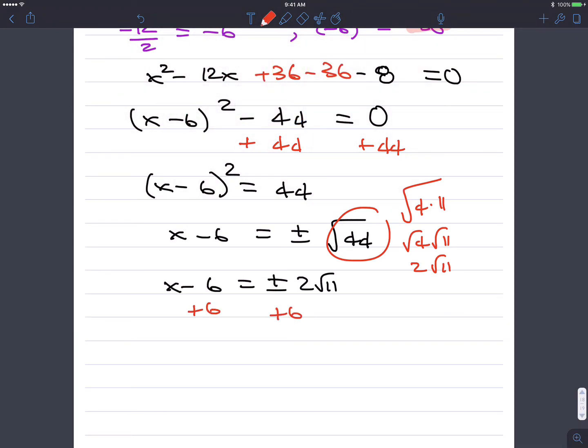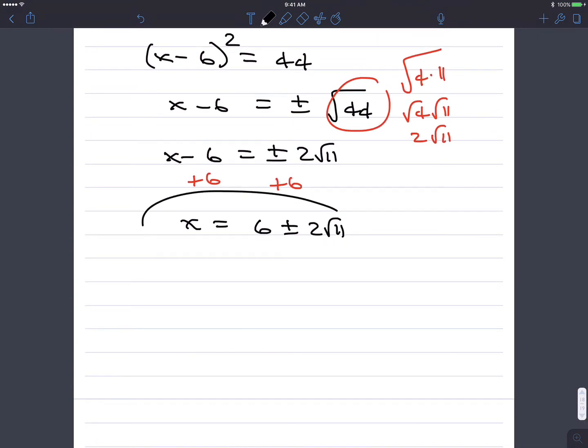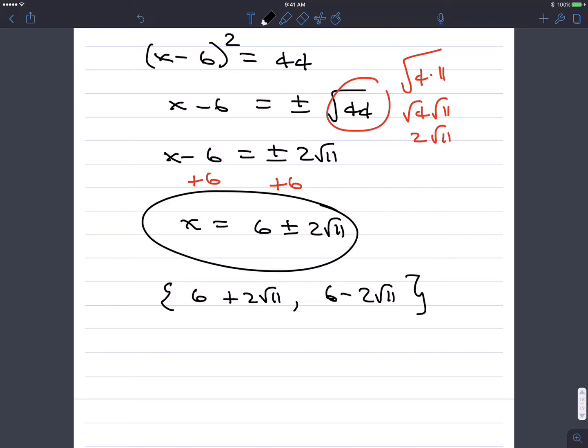Add my 6 to both sides. I'm going to end up with x equals 6 plus or minus 2 times the square root of 11. And the solution set: 6 plus 2 times the square root of 11, 6 minus 2 times the square root of 11. And you are done here, and that was number 35, I believe. Leads us to 37.